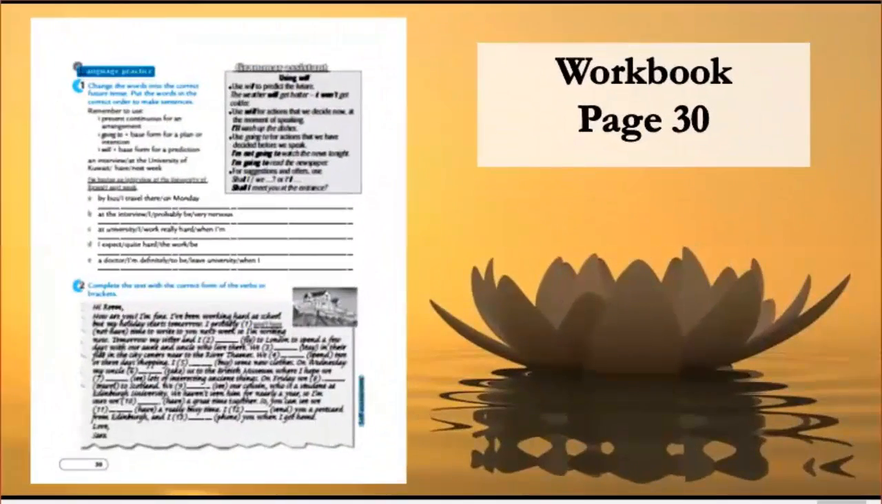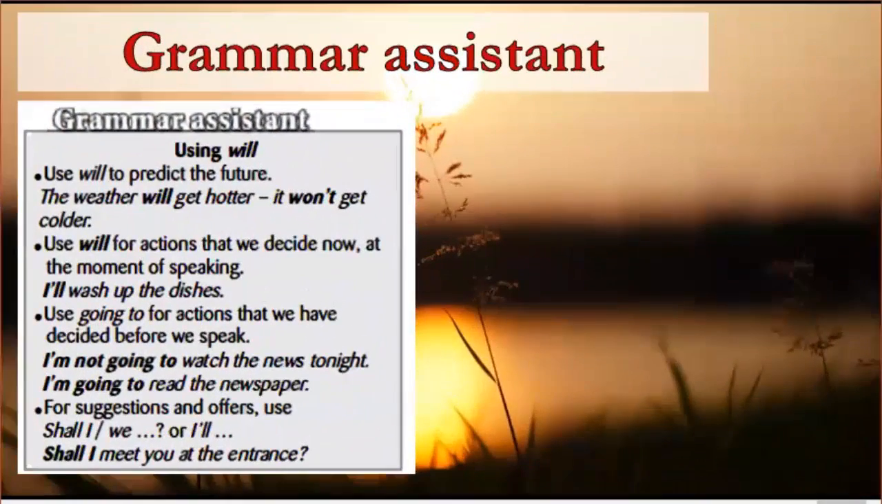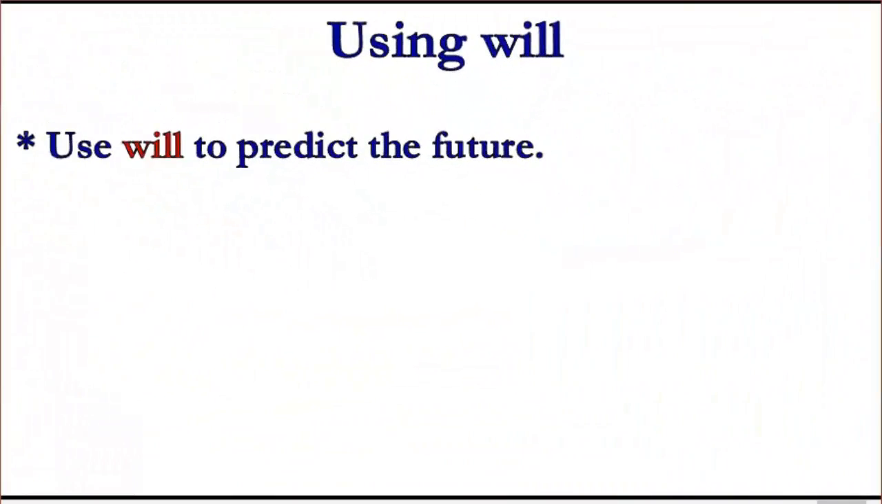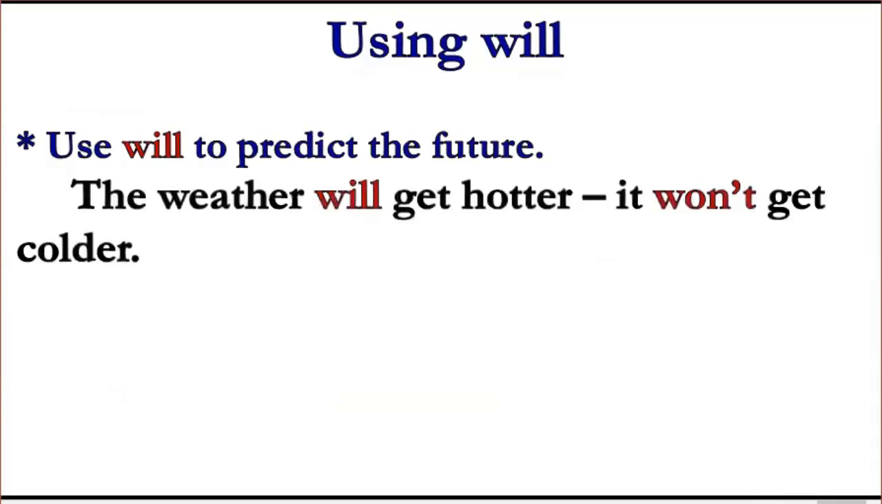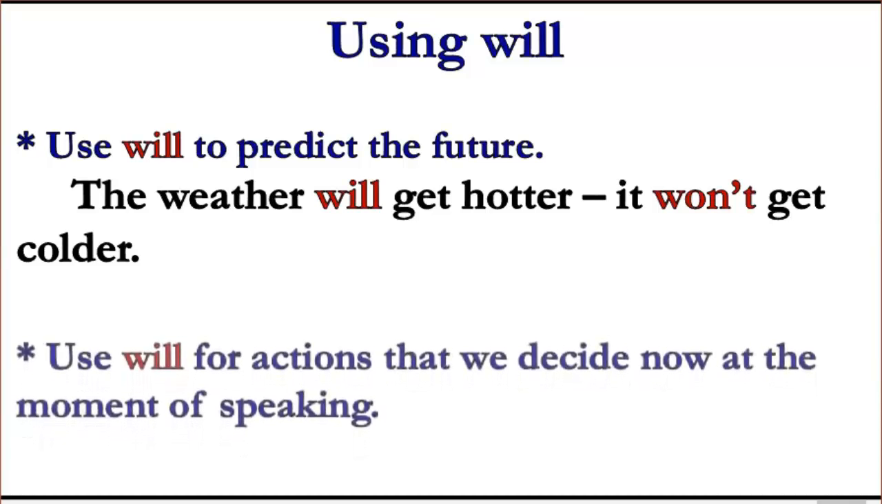Now, let's go to our lesson. In your workbook, page 30, here we have some exercises to answer. The first exercise is about using future forms. Of course, we have explained this before using will or going to. We said that we use will to predict the future. For example, we can say the weather will get hotter. It won't get colder. It's my prediction for the future.